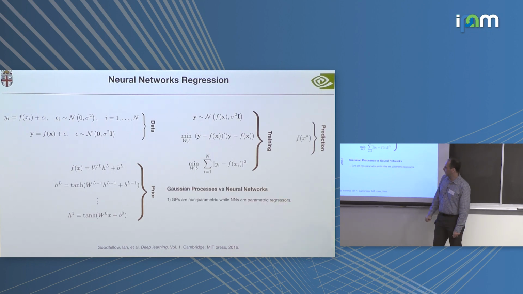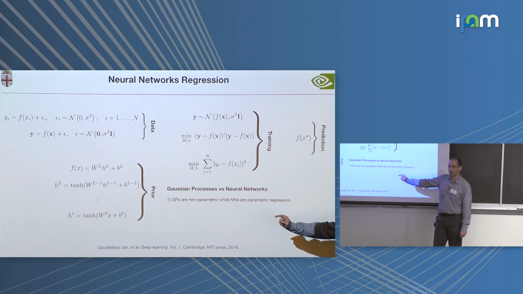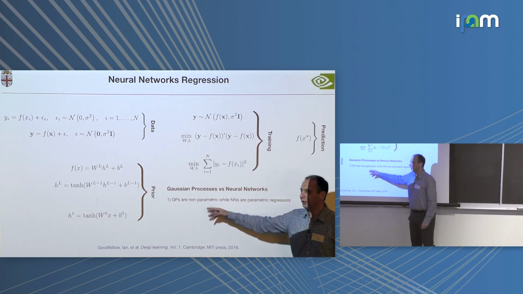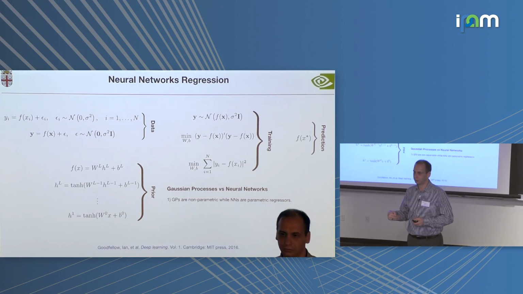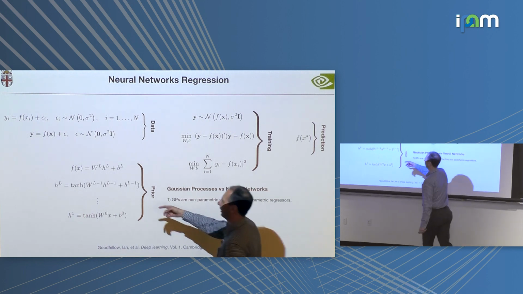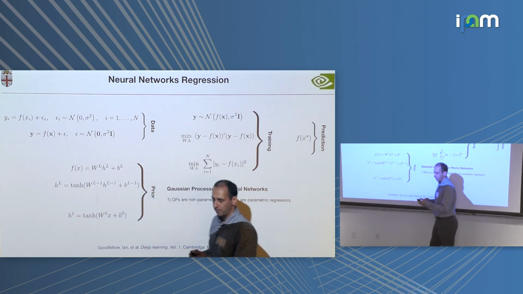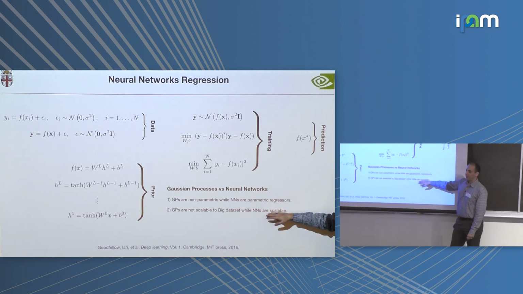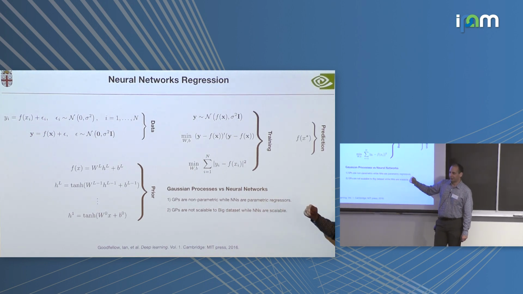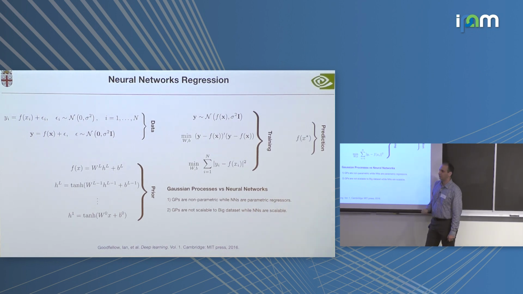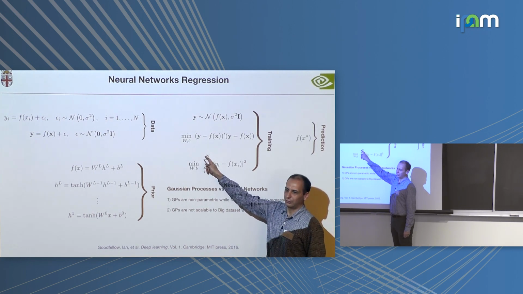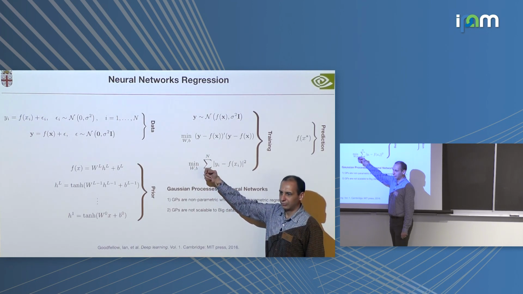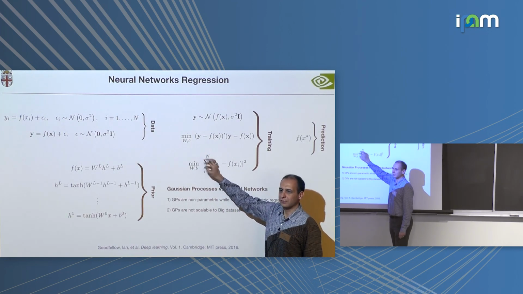Gaussian processes versus neural networks. Gaussian processes are non-parametric. What do I mean? You have to carry your data with you all the time. You have to condition on the data. Neural networks are parametric, and these are the parameters. Gaussian processes do not scale to big data because you have to invert that matrix. Neural networks are scalable. Why? Because you don't have to do your summation over all of your data. You can do mini batching to get an approximation of your gradients to do training.